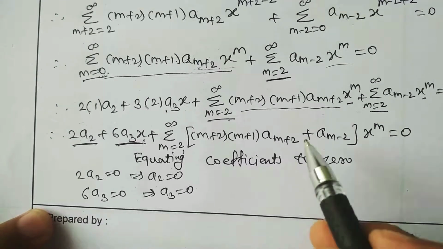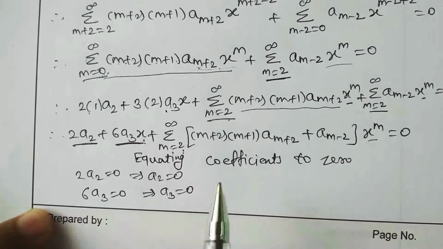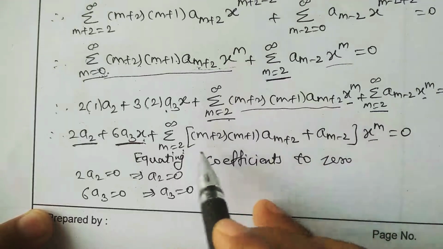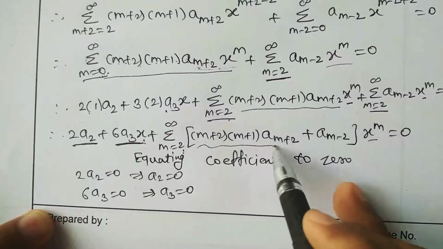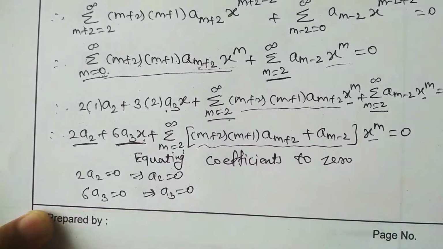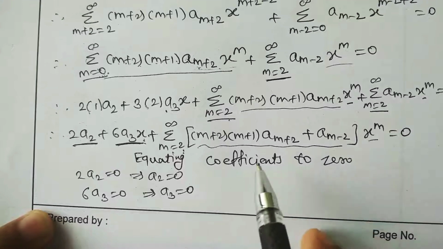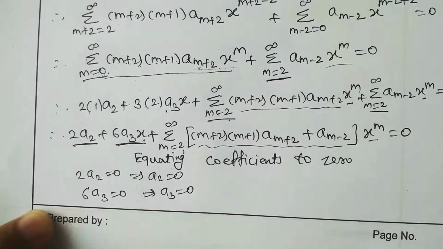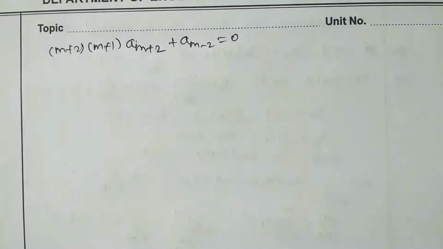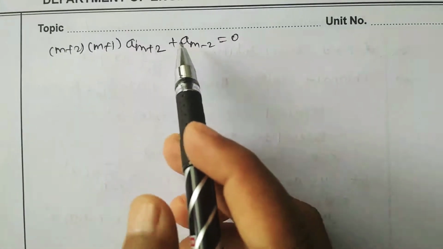After that, we have the term of x^m. So equating the coefficient of x^m to 0. This square bracket consists of the coefficient of x^m. Equate this term to 0. So you will get, now equating the coefficient of x^m to 0.